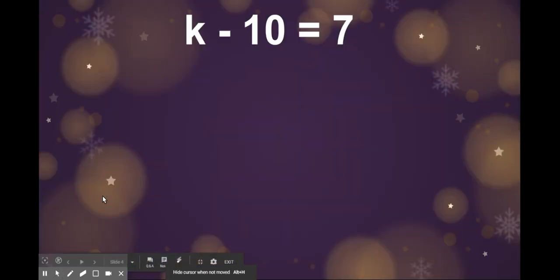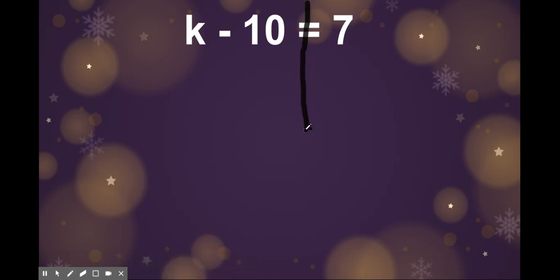Our next one is k minus 10 is equal to 7. Gonna just split this here. I want to get k all by itself, but I have this negative 10 sticking around. To get rid of this negative 10, this subtracting 10, I'm going to have to add 10. This gives me 10 zero pairs, so now they're gone. All I'm left with is k on this side.